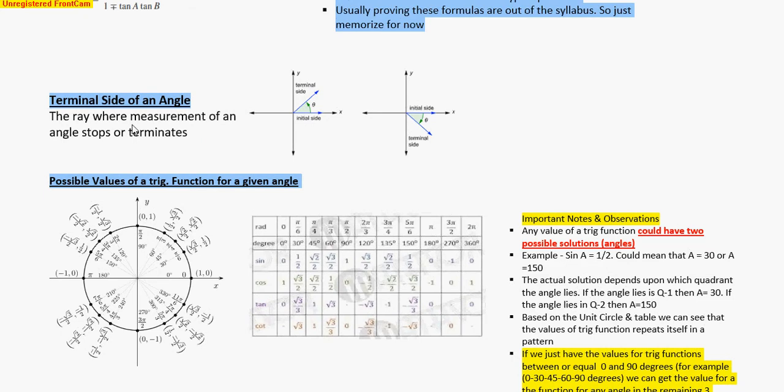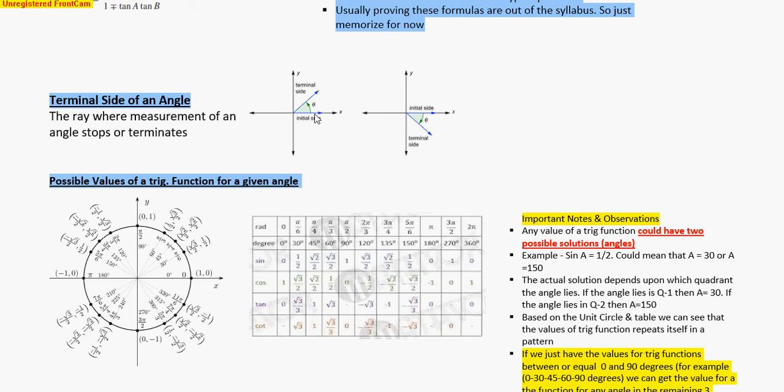We would have seen that in the previous videos, but let me just do a recap. And in case I have not covered it elaborately or in detail, you can use this video to understand what the terminal side is. Like the name indicates, if you see, this is the x-axis and this is the y-axis on this diagram.